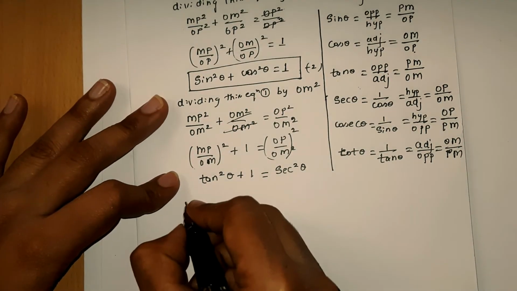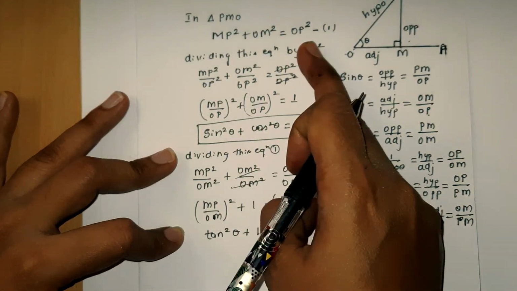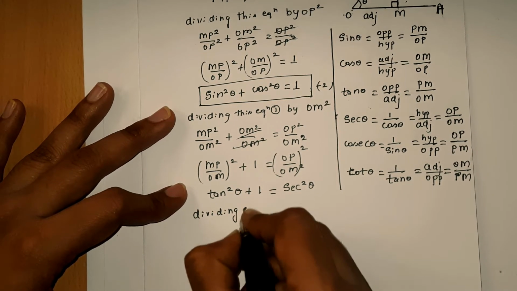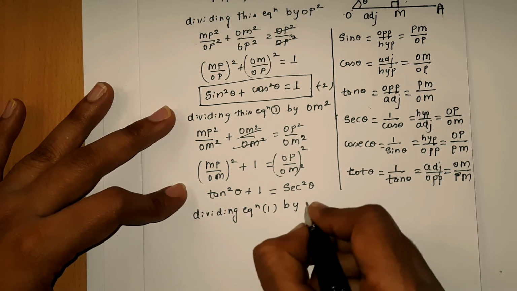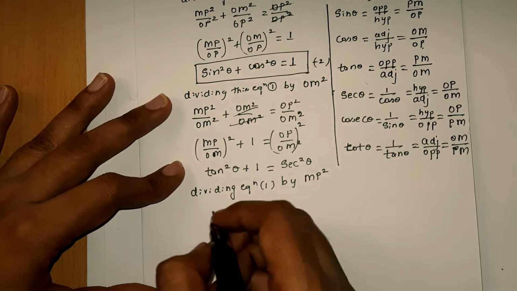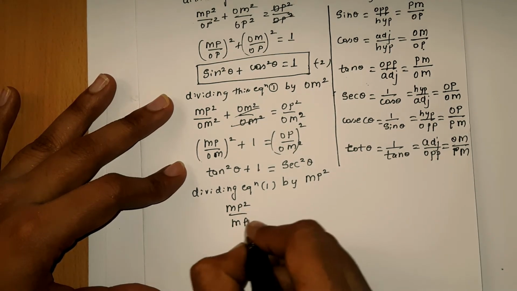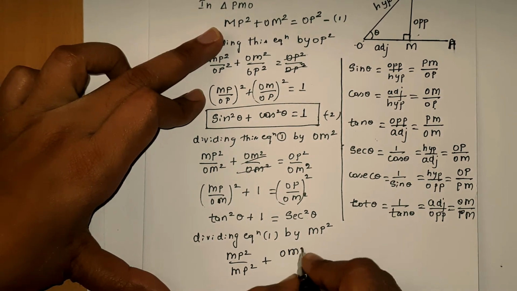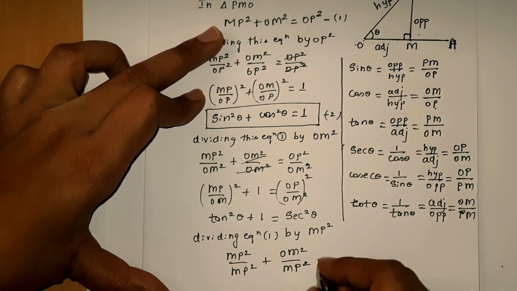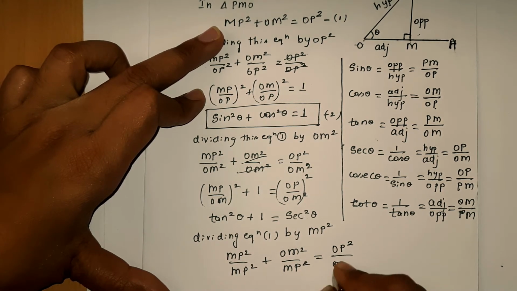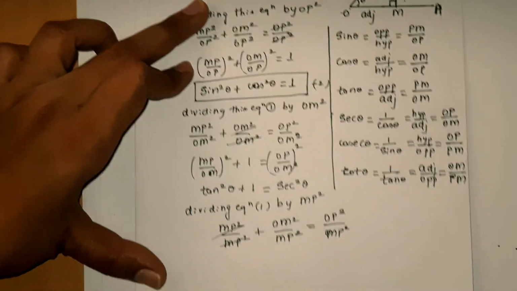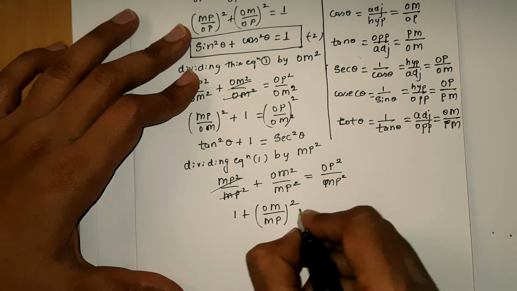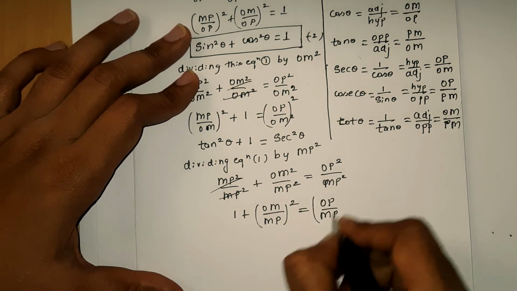So again, I am going to divide this equation 1 by MP square now. So dividing the equation 1 by MP square, we have MP square by MP square, OM square by MP square or PM square, again OP square by MP square. So these two get cancelled. So now 1 plus OM by MP square or PM square, so now OP by MP whole square.